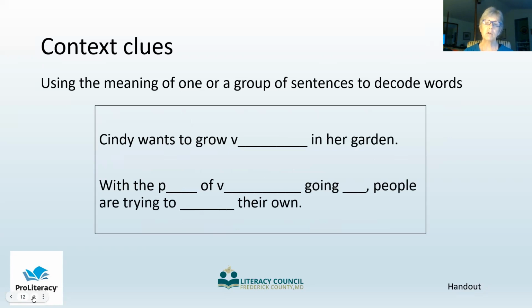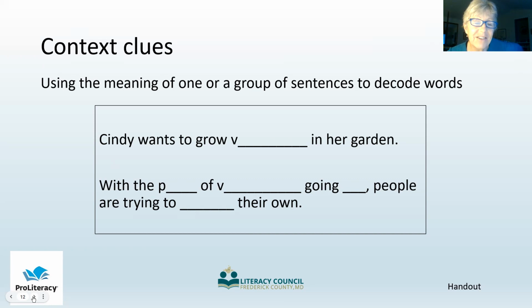To use context clues effectively, students must recognize and understand enough of the rest of the words to help them with the words they don't know. Here's a challenging example. I need a volunteer to read the first sentence on the slide, inserting the word that belongs in the blank. Anyone? Please unmute yourself. Oh, come on. Ursula unmuted herself. Thank you, Ursula.